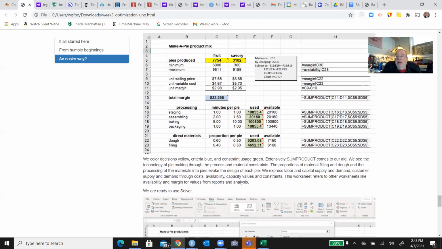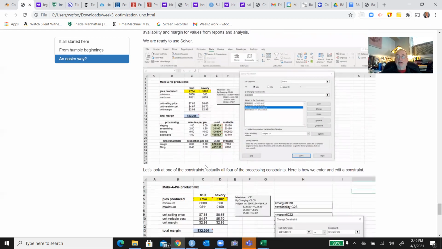Used. We do another SUMPRODUCT of minutes: 1 times 7754 plus 1 times 3102 equals this. Is it less than or equal to the available? And that's how we compute these. Now notice they're all color-coded, easy to find. Check it out. Works beautifully. Here's how it gets set up.